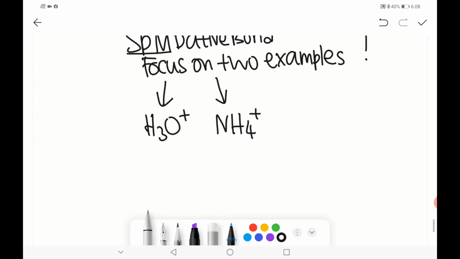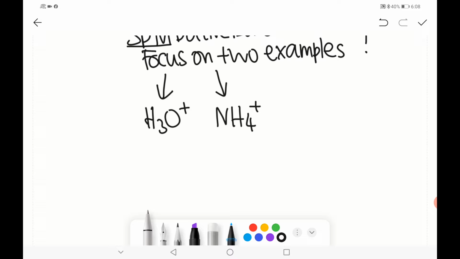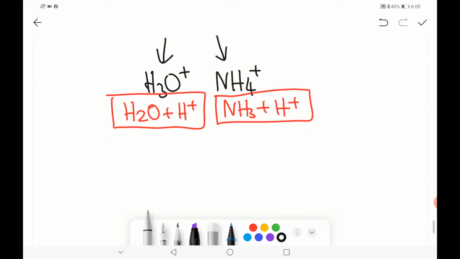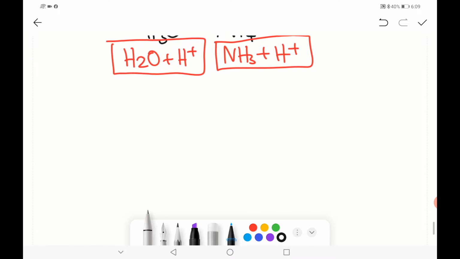I want you to know that H3O+ is actually made of water with an H+. Meanwhile, NH4+ is made of ammonia, NH3, and an H+. Same thing, no need to memorize, you just need to understand the concept. I'll show you one by one. First of all, let me show you how NH4+ is formed. Maybe we start with NH4+.